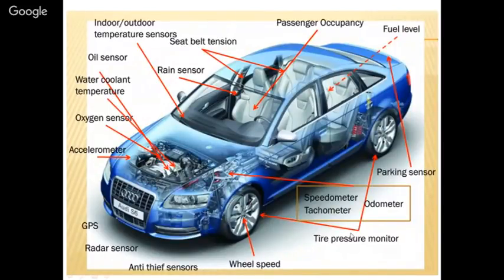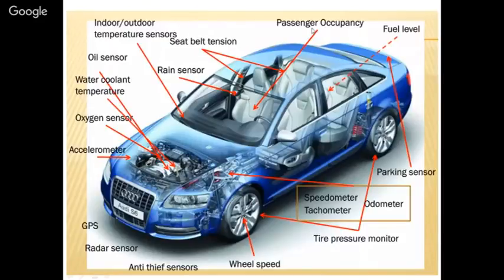So high-end cars also have tire pressure sensors, and some cars even have the ability that the tires will inflate in case the air is leaking at a high speed. And then we have the standard speedometer, tachometer, odometer, then parking sensors, fuel level sensors, passenger occupancy. How many passengers are sitting?